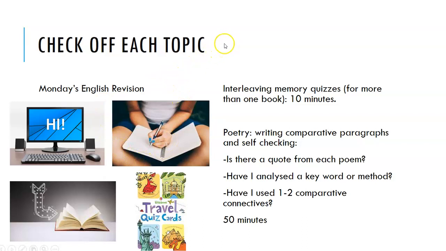So this person has thought, I've got to revise my English A-level. And I'm going to look at this. I'm going to, first of all, start with 10 minutes of memory testing myself with some cards, and I'm going to do interleaving. That means more than one topic. So I'm going to get all my books cards out and just do lots of quiz cards just to refresh my memory. Then I'm going to do a 50-minute session on the skill of comparing poetry.